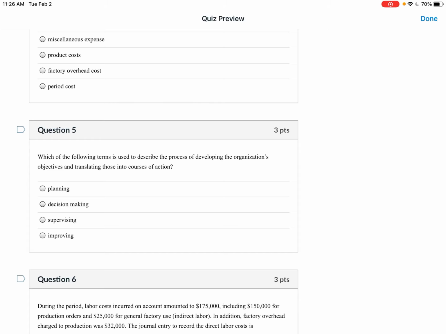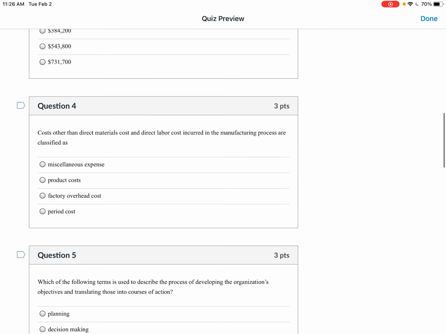All right, number 7. Cost other than direct material cost and direct labor cost incurred in the manufacturing process are classified as what? Now, the key words there are incurred in the manufacturing process, okay? Not in the overall selling process.